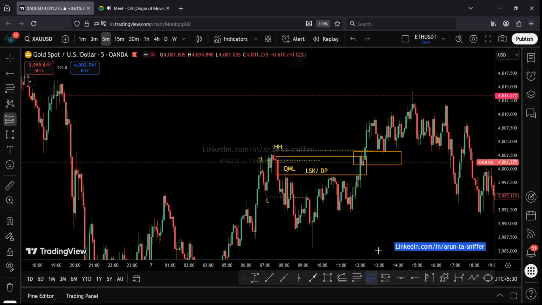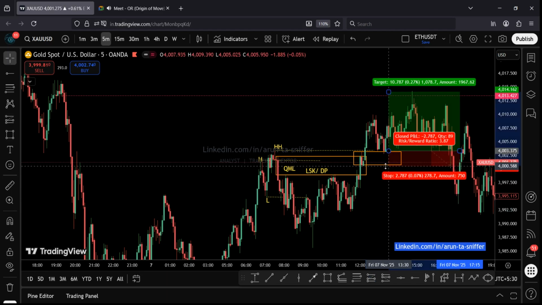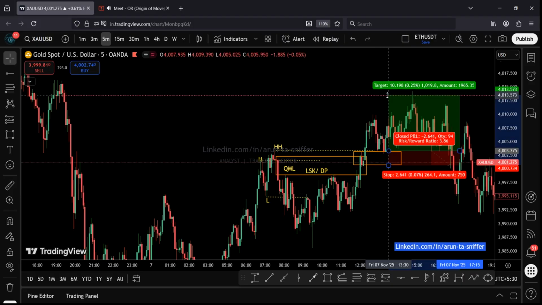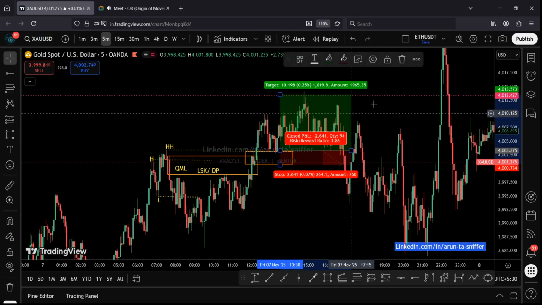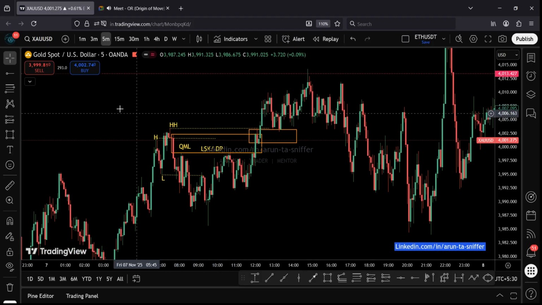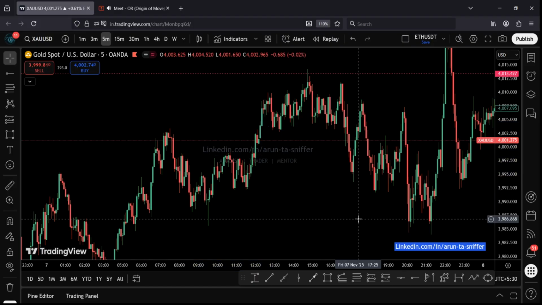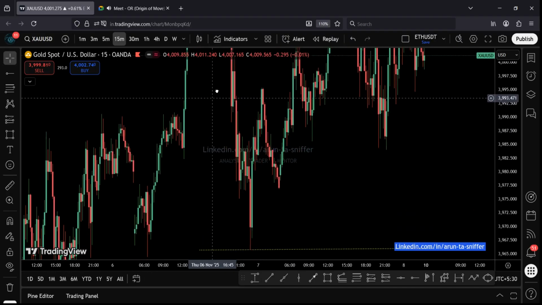So what can we do? We will enter here, stop loss here, target here, 1:3 something, 1:4, like this. This is our ignored QM level. Let's find another example of ignored QM, right?